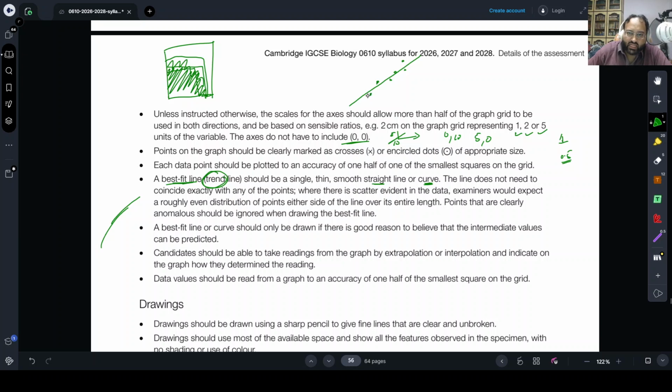Maybe I can adjust the angle of this a little bit. Maybe I can draw it like that. I don't know, but if you can evenly distribute the points above and below the line, that's good. Points that are clearly anomalous should be ignored. So if you got a point, for example, over here, you're not going to worry about that point.